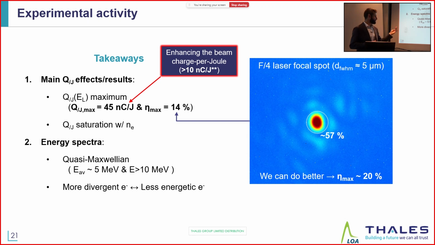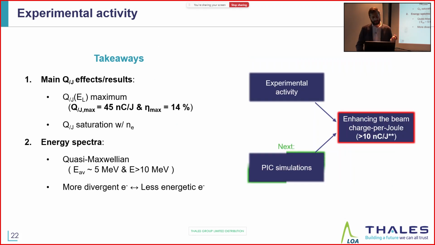And ultimately, I was also able to prove that if we start measuring more divergent electrons, we see that they are less energetic. And now we can start discussing the particle-in-cell simulations.